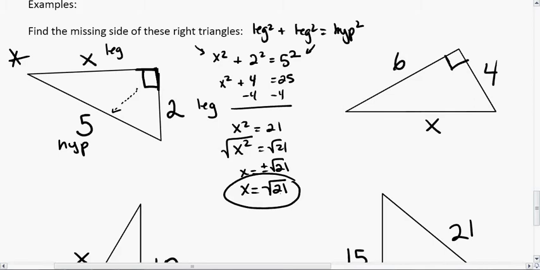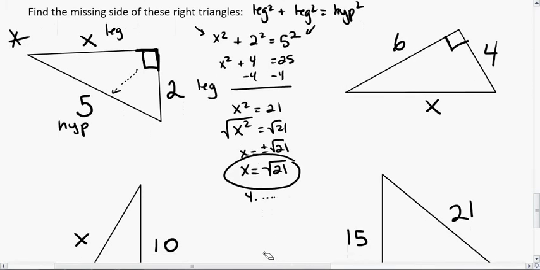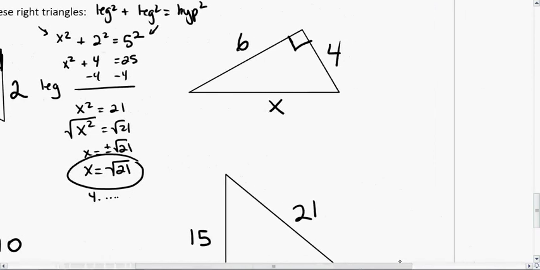If I want to put that into the calculator, it's going to be some number bigger than 4, right? Because that'd be the square root of 16. And less than 5. So it'll be 4 point something. But we'll leave it as the square root of 21. Let's try this one over here on the right.